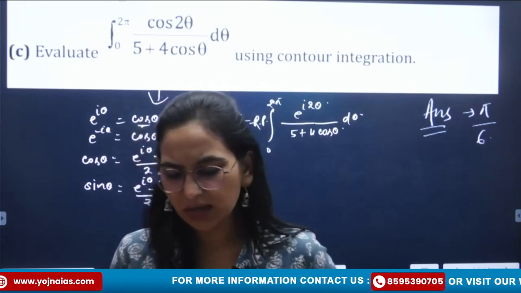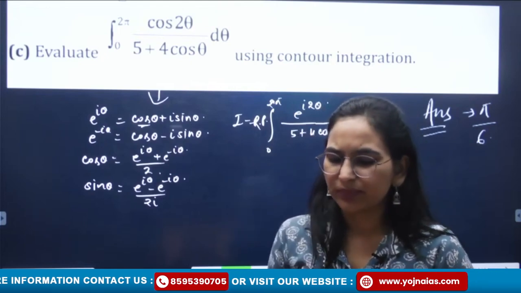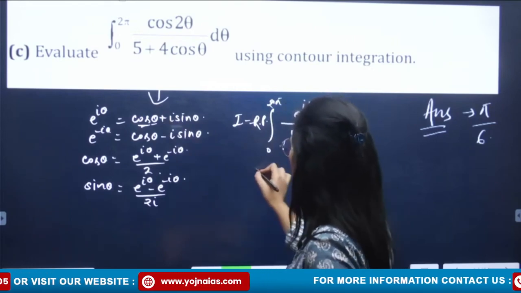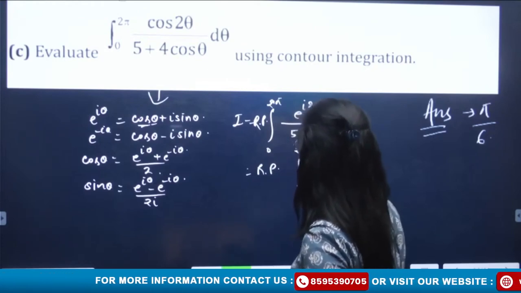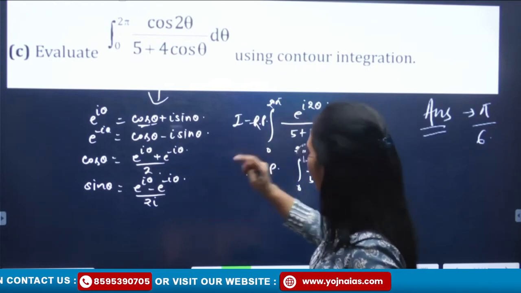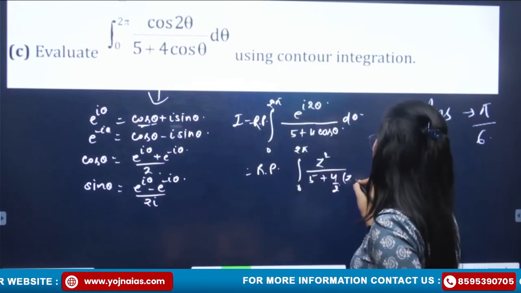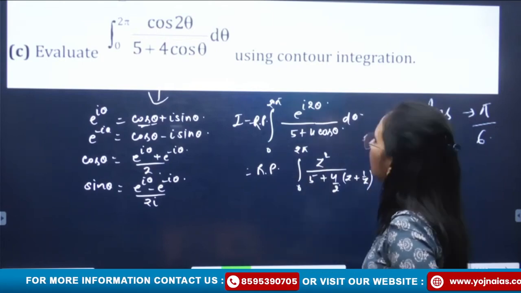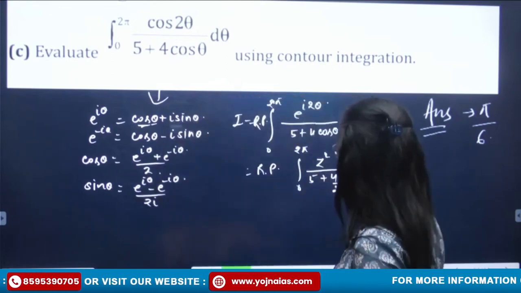तो ये क्या होगा? Then e raised to power iota theta is nothing but z, that can be converted into z. And if we put z equal to e raised to power iota theta, so this is going to be real part of integral 0 to 2 pi. Upar we get z square, niche kya hoga 5 plus 4, and then e raised to power iota theta is z, then cos theta is going to be divided by 2, z plus 1 by z, and inside you do have dz. d theta is equal to dz upon iota z, bhi ho jayega kya? Iota z to aayega na.